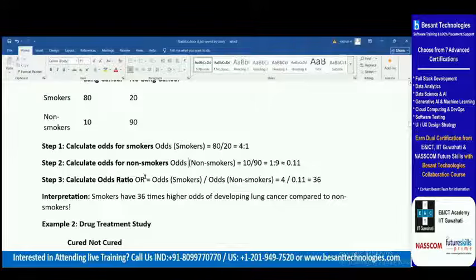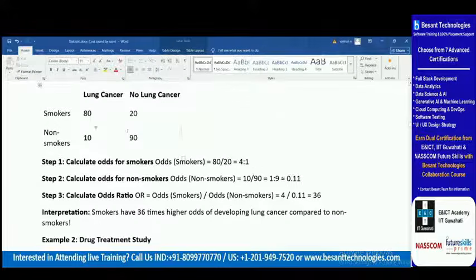Okay, so I'm going to calculate odds for smokers. How are we going to calculate odds? The formula for odds is the probability of the event divided by the probability of no event. So it's just 80 divided by 20, equal to 4 is to 1. So I'll be getting the odds as 4 is to 1. Next, odds for non-smokers: 10 divided by 90, which is 1 is to 9, which is 0.11.